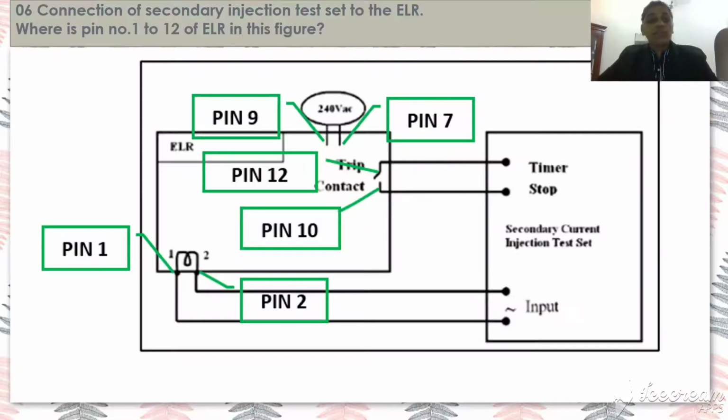Moving to the next question, which is the connections of the secondary injection test set to the ELR, the earth leakage relay. As you can see here, we have pin 1 and pin 2 connected to the input, pin 12 and pin 10 connected to the timer and stop respectively, and pin 9 and pin 7.